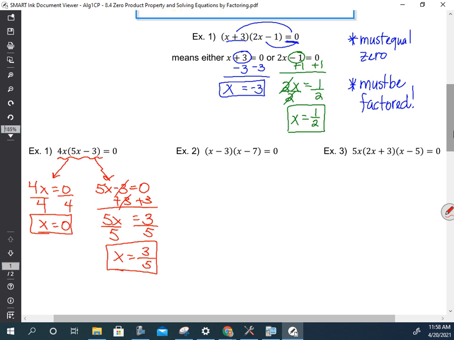A fraction is all right. That's it, problem's over. It's already equal to 0. It's already factored. Break it apart and solve the equations. Done. Don't make it harder than what it is. It's not that hard.